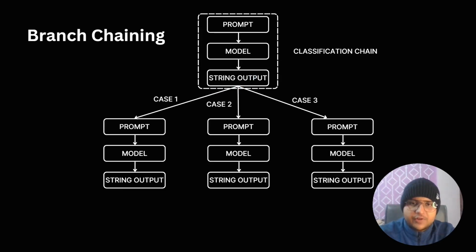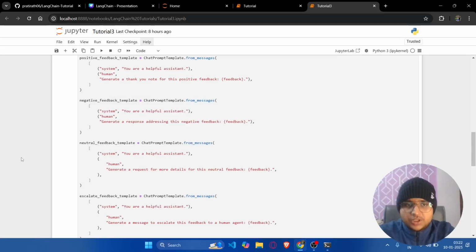I hope you're acquainted with Python programming. Just like we use switch case, similarly the classification chain will lead towards one of the multiple chains available in the branches, and it's a very simple branch chaining. It may go more complex, where each of the different chains have different branches, but let's take a simple example and simplify things.